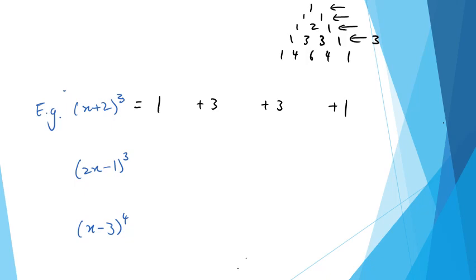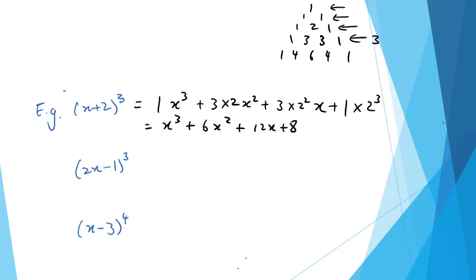Then all we need to do now is put the powers down. The first one will always have the highest power of the first term, which is x. We have x cubed, then x squared, then x, then x to the power 0 is a 1. Then we do the same thing from the other side: 2 cubed, 2 squared, 2, and then no power in the front. Then all you have to do from here is simplify it. So it's x cubed plus 6x squared plus 12x plus 8.